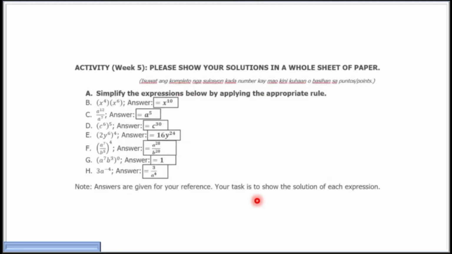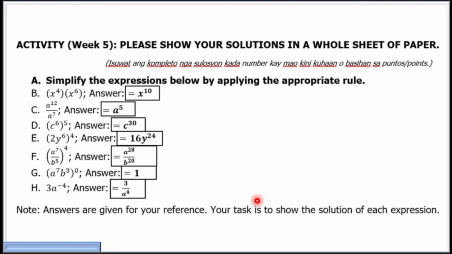Okay, understood? So, in here, activity of week 5, please read the instructions carefully. Please show your solutions in a whole sheet of paper. It's either yellow pad, white pad, intermediate pad, or bond paper. Do not forget to write your name, year, and section. Write the complete solution for every number, because that is the basis of your points.